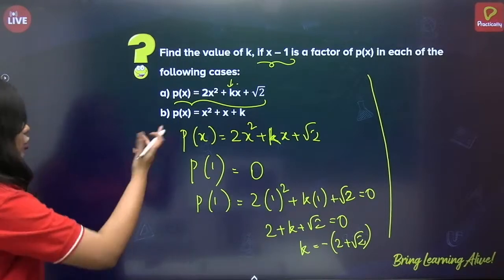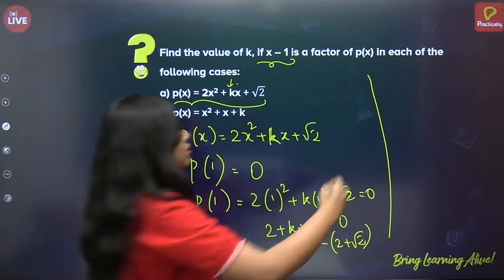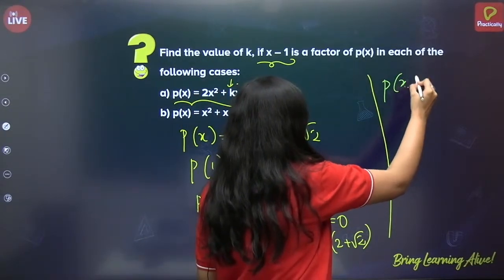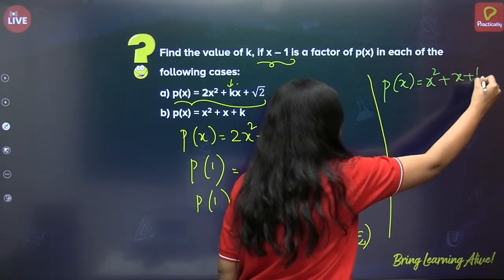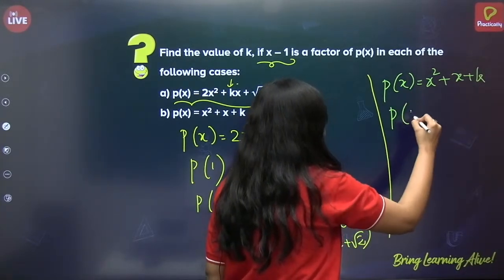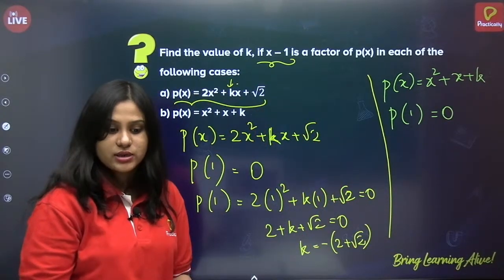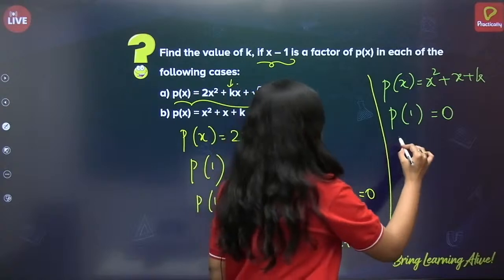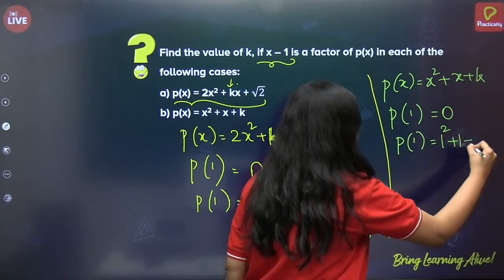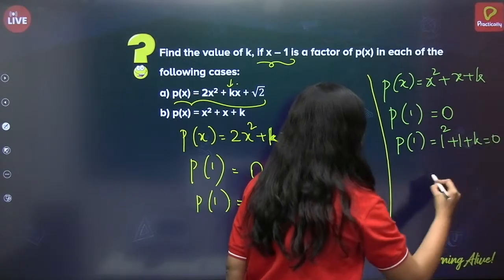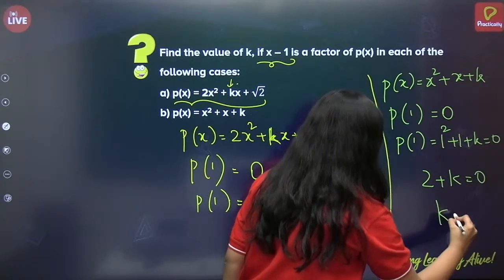Next. There is also part B, right? So we'll do that also. P of x is equal to x square plus x plus k. So what is p of 1? We know that it will be 0. Why? Because x minus 1 is the factor. Correct? Now, p of 1 is equal to 1 square plus 1 plus k is equal to 0. 2 plus k equals 0. K equals minus 2.